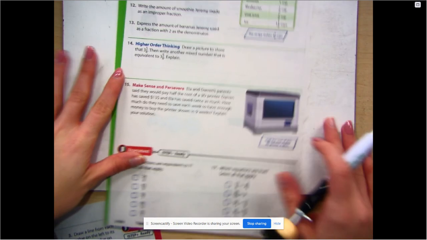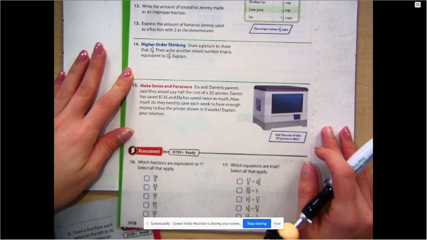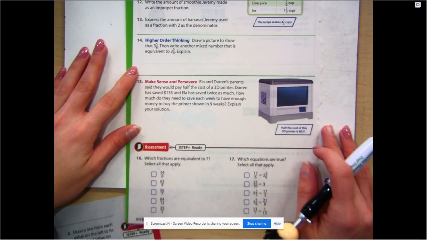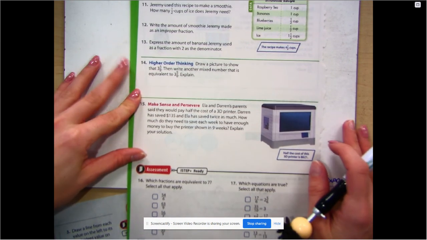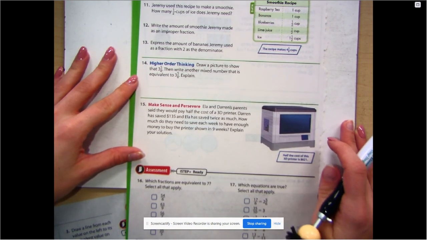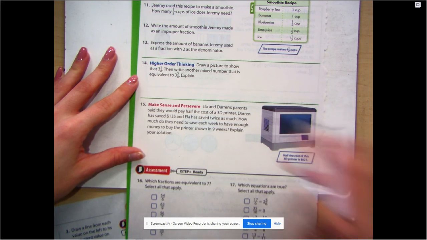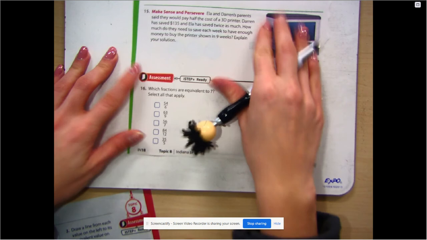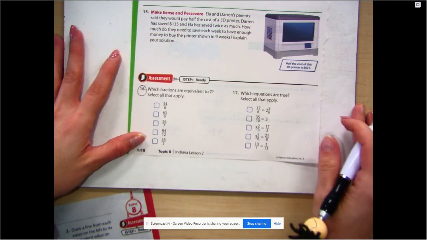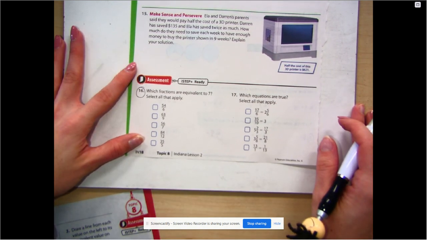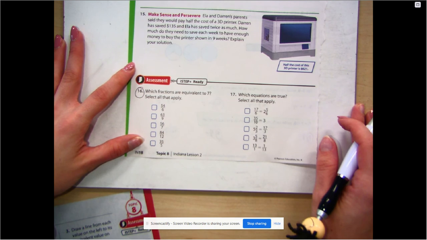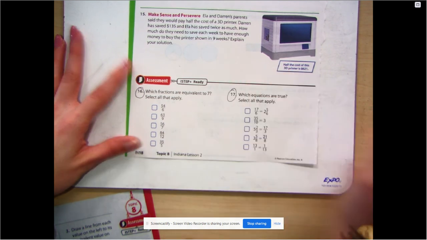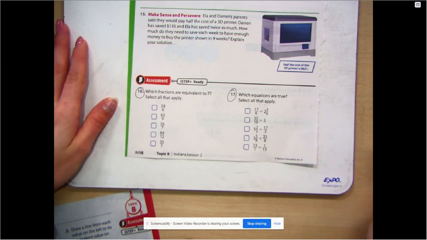Flip it over. On the back side, I would like you to solve question 16, right? Which fractions are equivalent to 7? Select all that apply. And I'd also like you to work on 17, 16 and 17 on the back side.